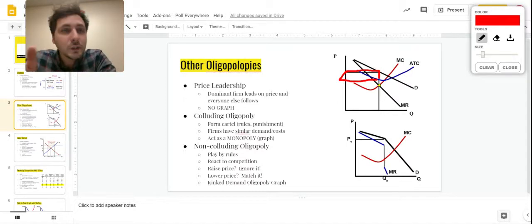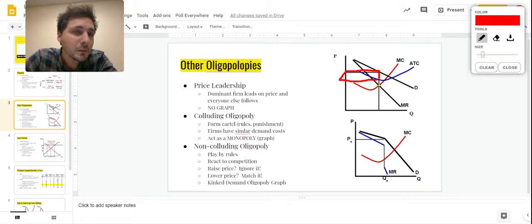Okay, so when you see this monopoly graph on the test, you have to identify that, yeah, that's a monopoly, and that must be a colluding oligopoly here because they act as a monopoly and then they split up the profits.